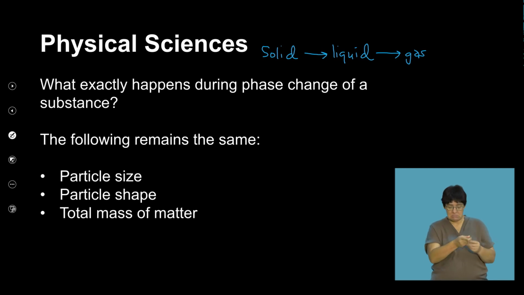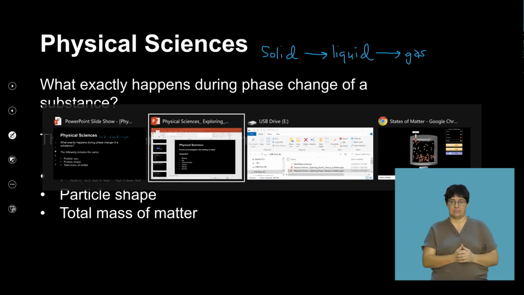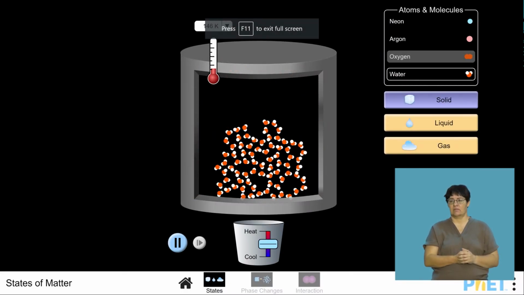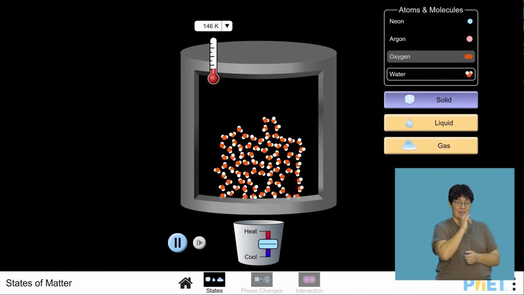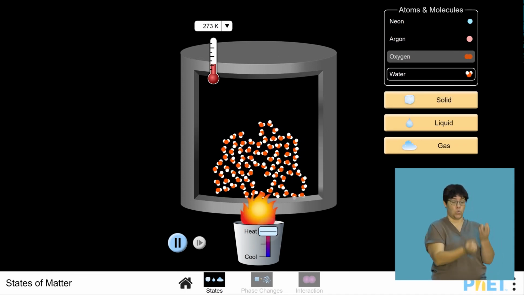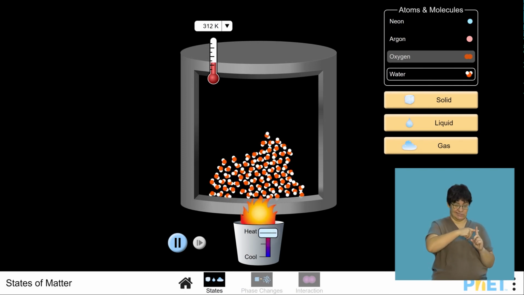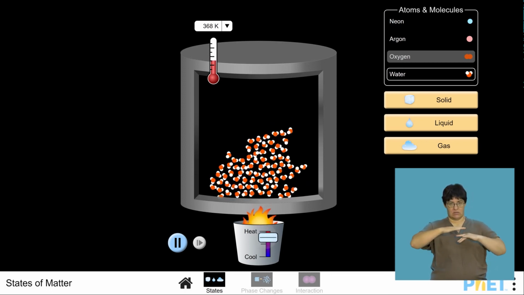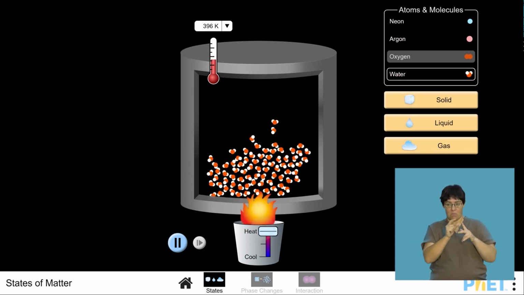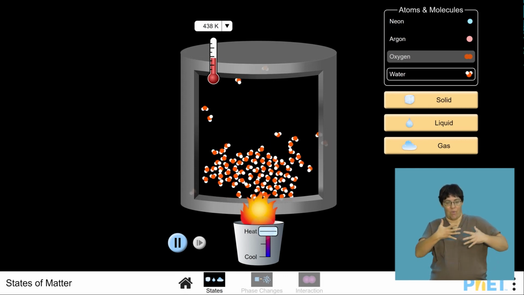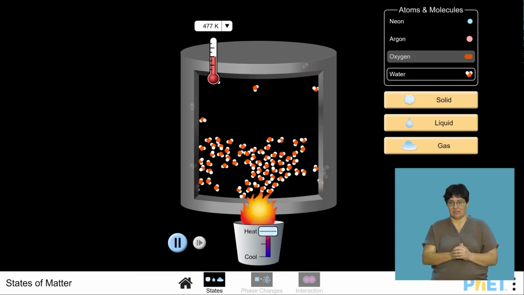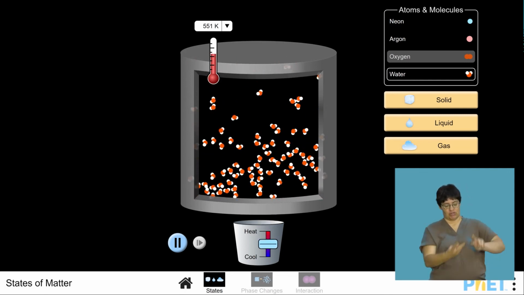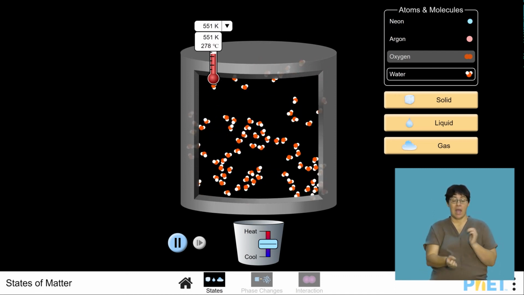So if, for argument's sake, we go to our simulation and start with a solid, and then we heat the solid, what happens? The extent of movement of the particles gets greater and greater, okay? Now you also see that the spacing between the particles, as we heat this substance, becomes more and more, okay? Now, this is what is exactly involved as far as phase change occurs. But you also want to take note of what exactly happens in terms of temperature, okay?